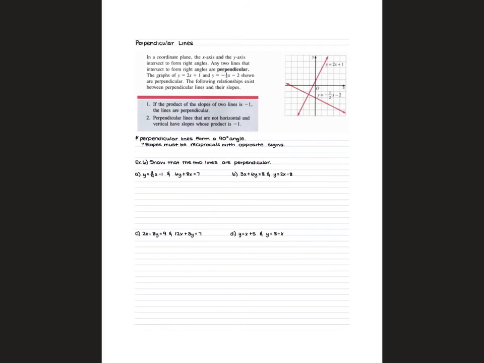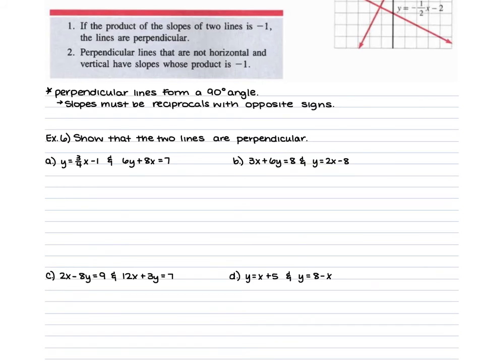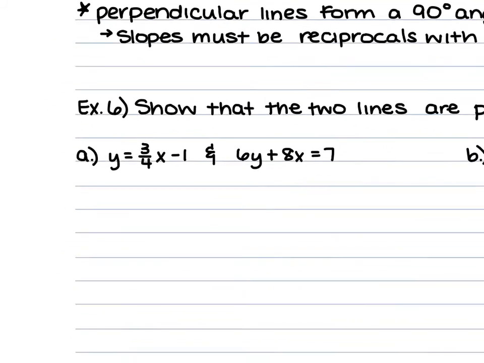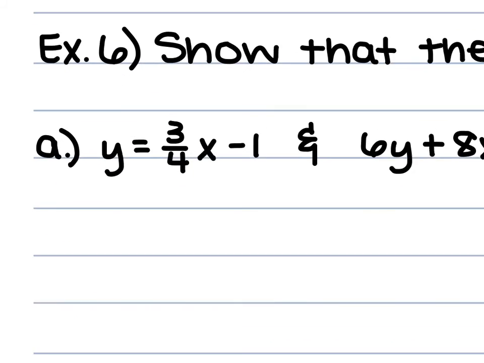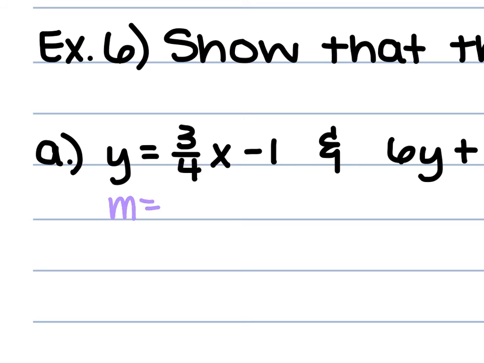We actually do have one extra section here, which are perpendicular lines. Perpendicular lines are two lines that form a 90-degree angle. When this happens, your slopes are opposites and reciprocals. So they're going to be reciprocals of each other and opposite signs. If we look at example 6a, we have y is equal to 3/4 x minus 1. Our slope is 3/4. Our y-intercept is the negative 1.